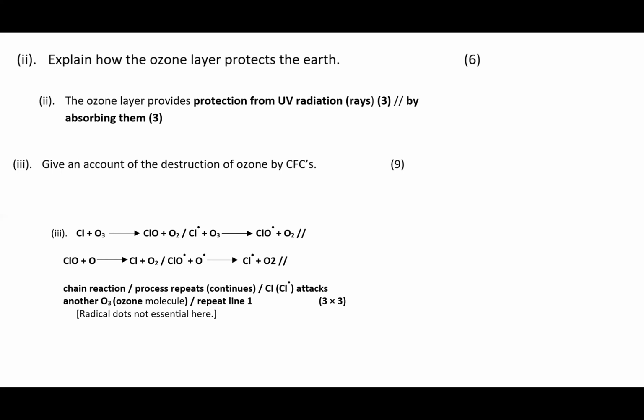So those equations are both needed, and then that's a chain reaction, where the process repeats itself. So 3 marks there for the first equation, second equation, and then talking about the process repeating itself. And the radical dots are not essential, and that's the same with part 1. If you don't have the radical dots in part 1, you'll be okay. You'll get the marks there.